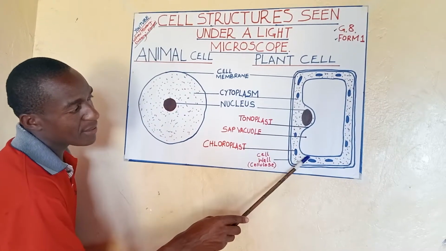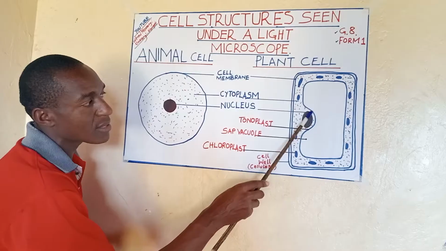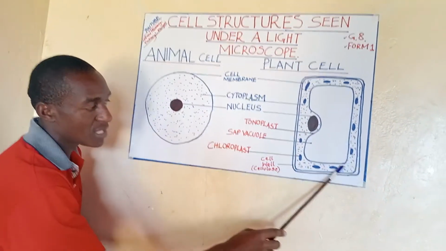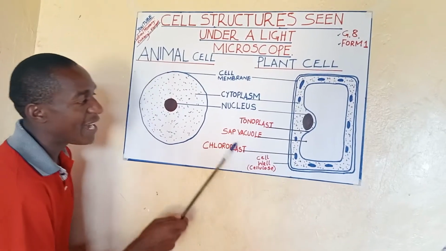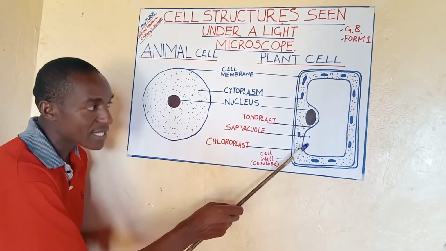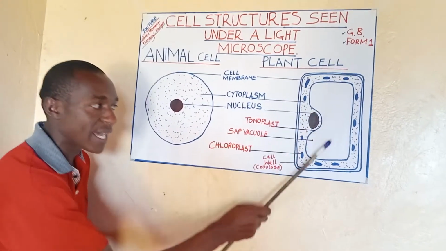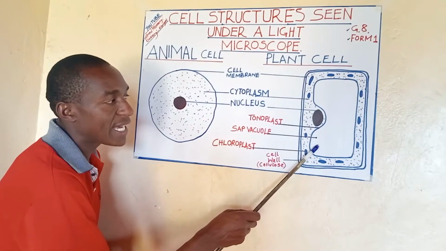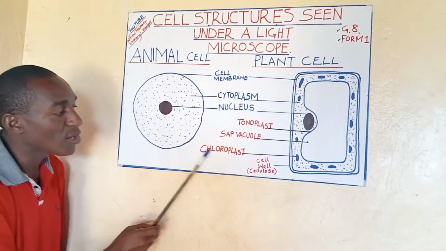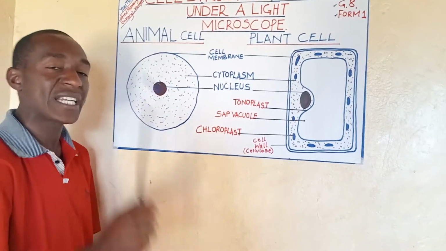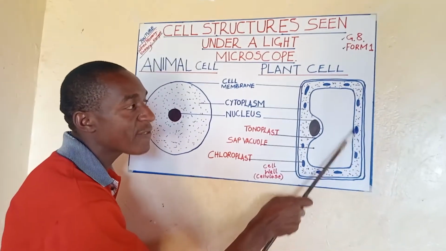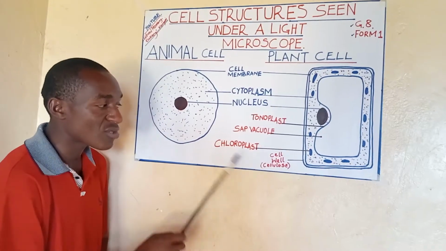Tonoplast. The tonoplast is this membrane-like structure that is surrounding a vacuole. So the tonoplast is only found in a plant cell. We have the sap vacuole. The sap vacuole is also a fluid matrix, but I have not indicated whether there is anything inside. Sap vacuoles are found at the middle of a plant cell. Then we have the chloroplast. Plant cells, especially green plant cells, have structures where photosynthesis takes place.